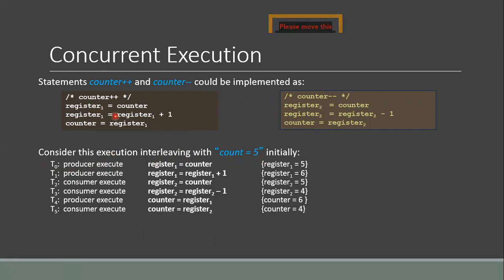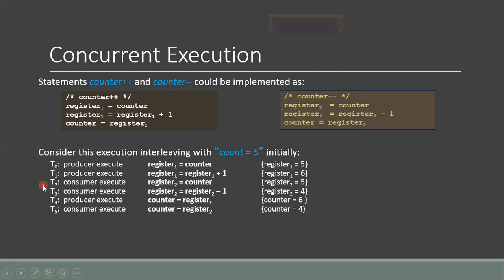The first machine language statement is register 1 equals counter. So the content of the counter will be transferred to register 1, and the effect is that value 5 will be transferred to register 1. Then the producer will execute the next statement, which adds 1 to the content of register 1. So register 1 will now become 6.